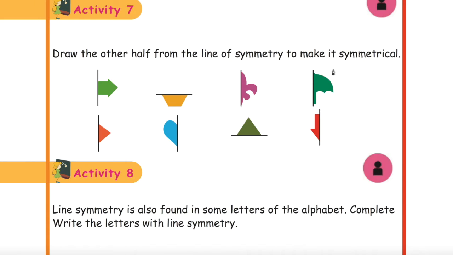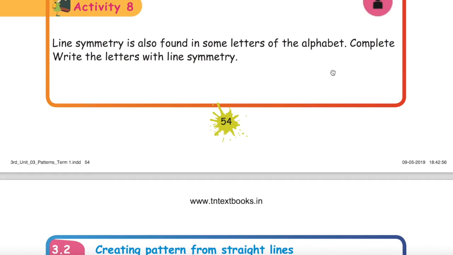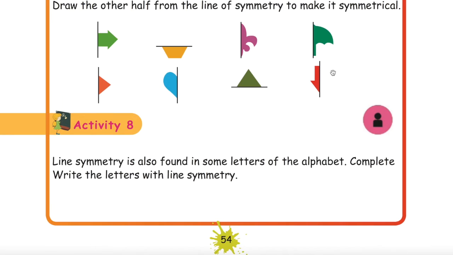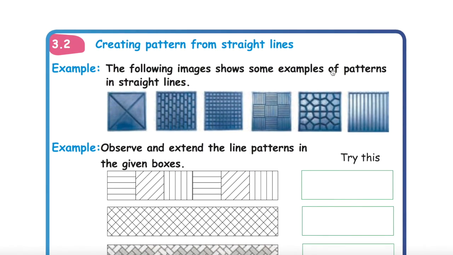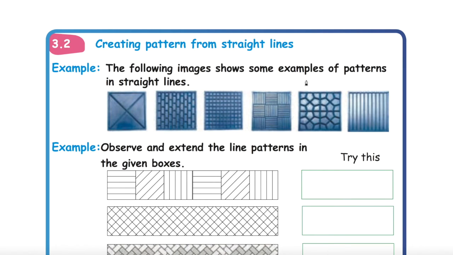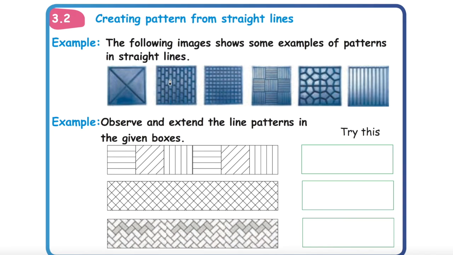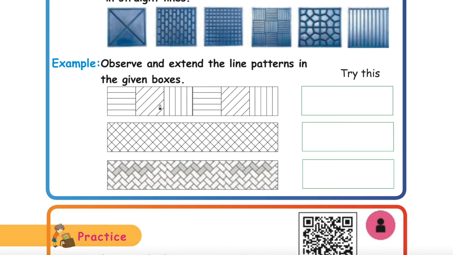Draw the other half from the line of symmetry to make it symmetrical. That you can do, I know. Line symmetry is also found in some letters of the alphabet. Complete and write the letters with line symmetry. Creating patterns from straight lines. The following images show some examples of patterns in straight lines. Observe and extend the line patterns in the given boxes.